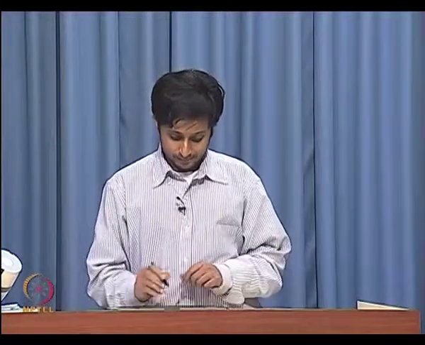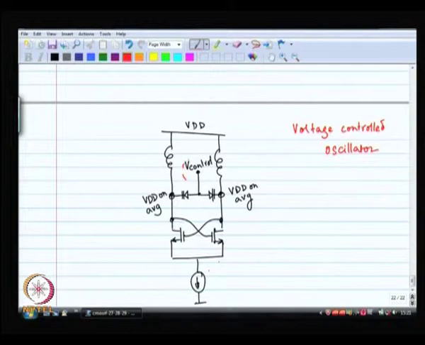Right. So, if I have V control as any voltage between ground and VDD, which is usually the case, what does it mean for this diode? Is it forward biased or reverse biased? They are both reverse biased.